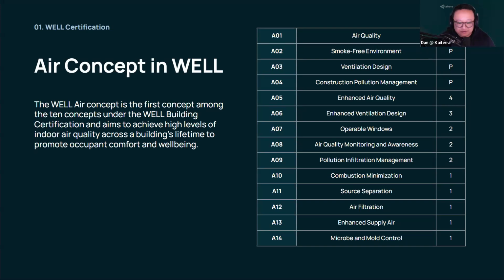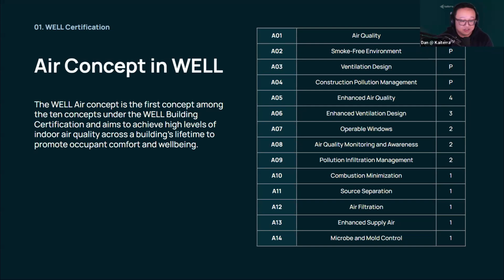And when you read through these features, all of them feel like common sense things that you would see in every building. For example, A07, operable windows. Yes, I would love to have the option to open up a window if my cubicle or classroom is feeling stuffy and the air quality outside is good.